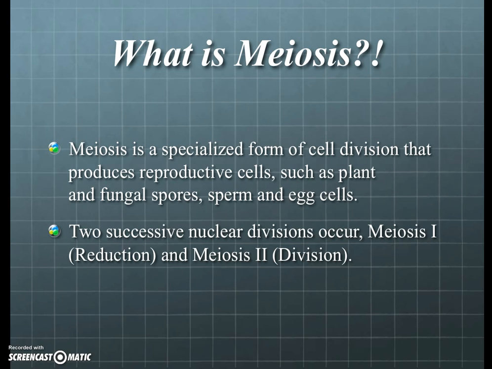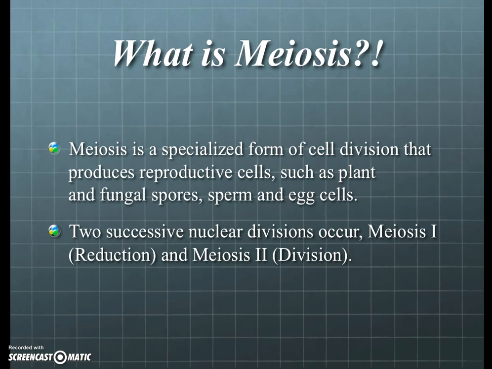There are two successive nuclear divisions occurring in meiosis. The first one is meiosis 1, the reduction part, and the second one is meiosis 2, the division part. Meiosis produces 4 haploid cells, while mitosis produces 2 diploid cells. Here's another quick compare and contrast between meiosis and mitosis. Meiosis makes 4 haploid cells, mitosis makes 2 diploid cells.